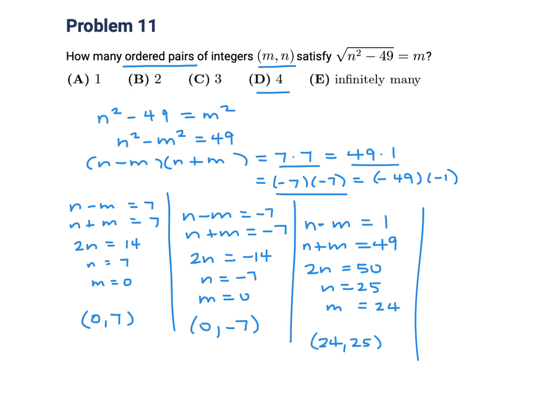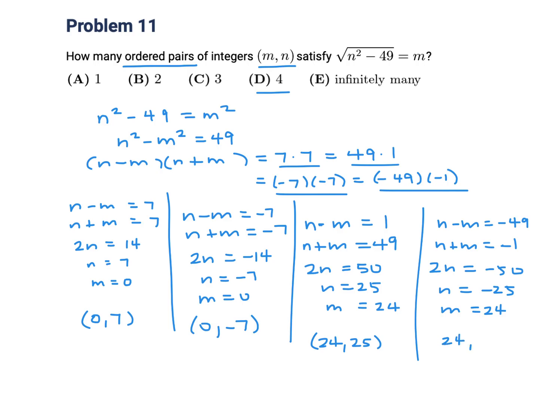And then the final one, n minus m would be the lesser of the two numbers, and n plus m would be negative 1. 2n is going to be minus 50, and therefore n will be minus 25, and then m would be 24. Yeah, so this is (24, minus 25). So there we go. Like I had originally predicted, the answer is 4.